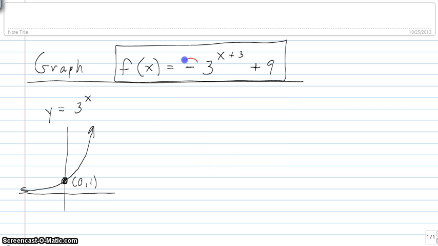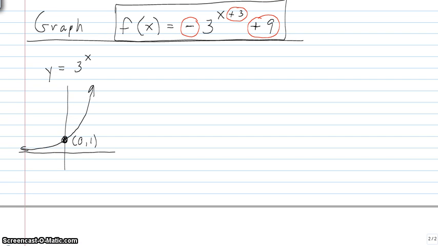Well, the negative in front is going to flip our parent function upside down. The plus 3 added to the x is going to shift the function to the left by 3, and then the plus 9 at the end of the function is going to shift the graph up by 9. So we could get a pretty good idea of what this graph is going to look like based on our knowledge of transformations of parent functions.